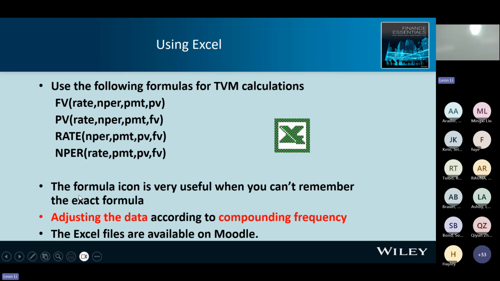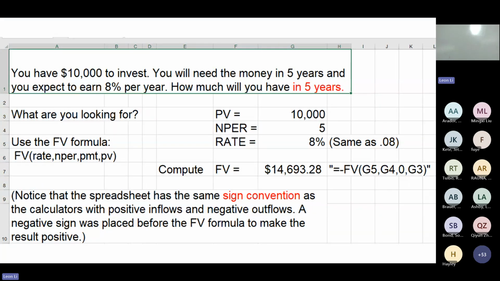So the Excel formula is useful when you cannot remember the exact formula, but you have to remember the timeline. Please do the adjustment, adjusting the data according to compounding frequency. And again, the Excel file is available on Moodle. I suggest students download the Excel file and practice yourself. I will change the input number and you can see how the output number will change. So we give you an example to use the Excel file.